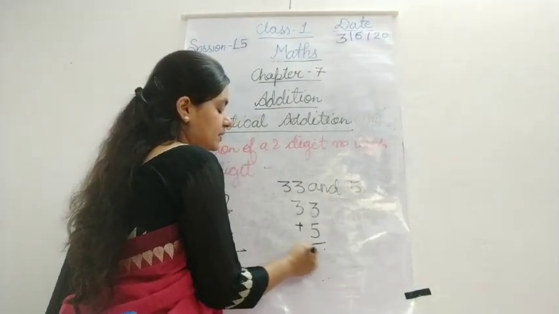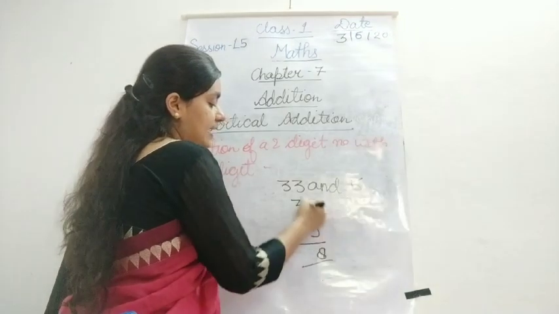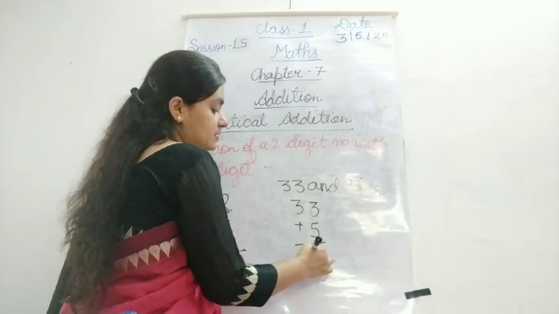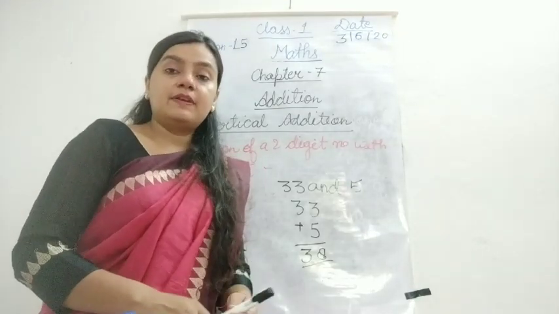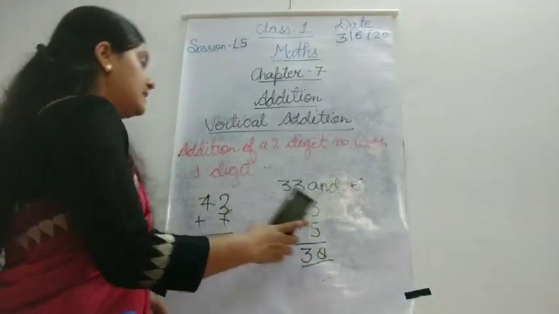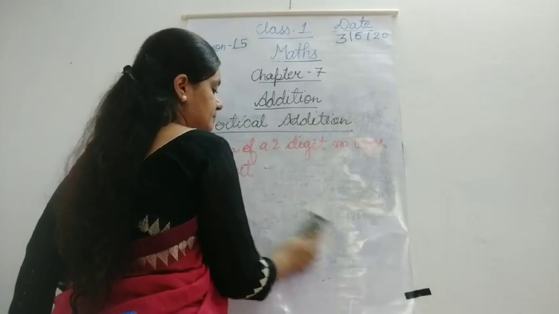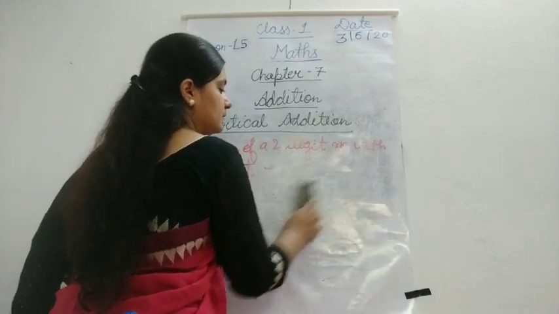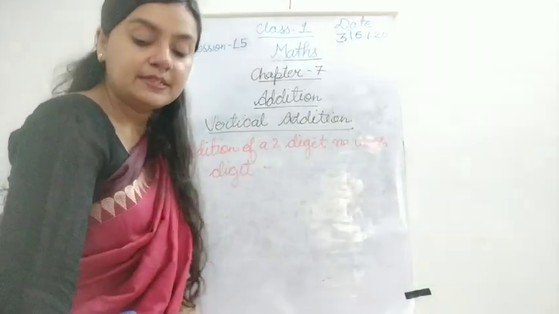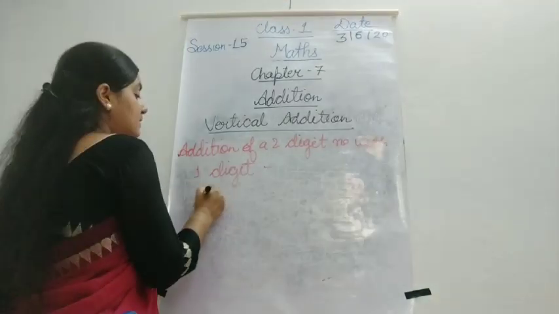Okay. So what answer will come? 3 plus 5, 8. And after 3 no number is there. So we will write 38. Let's see one more example that is already given in your book.